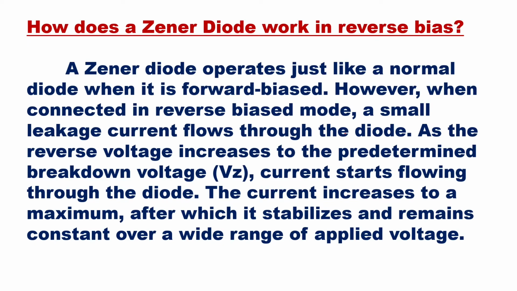As the reverse voltage increases to the predetermined breakdown voltage, there will be a predetermined breakdown voltage for every Zener diode which is manufactured. It can be 6 volt, it can be 12 volt or so. Once the applied voltage reaches that voltage, current starts flowing through the diode, whereas the voltage across the diode will remain constant. The current increases to maximum, after which it stabilizes and remains constant over a wide range of applied voltage. So this feature of Zener diode makes it very useful as a voltage regulator.